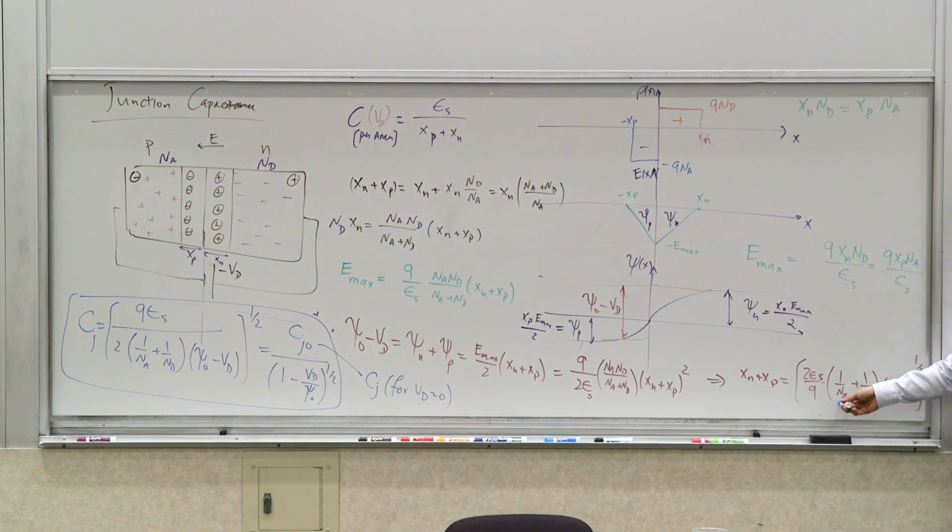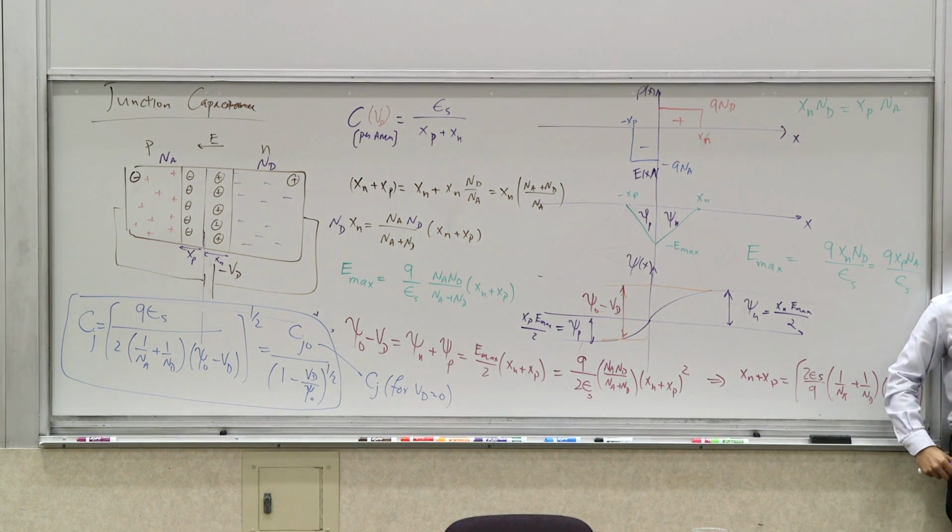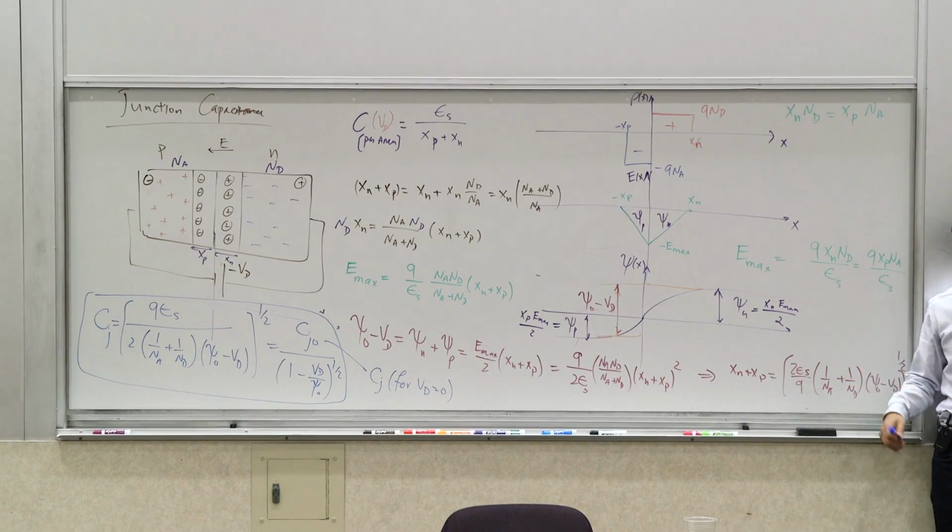It also depends on the doping levels, right? So if you wanted, for example, let me ask you a question. If you wanted to make the depletion region narrower for a given voltage, what should you do to the doping concentrations?